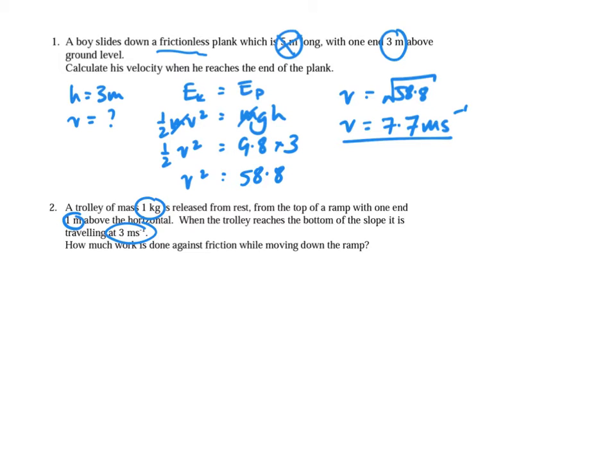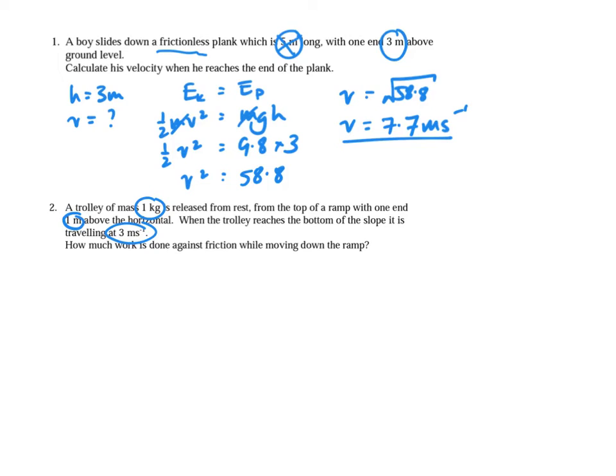Your immediate thought might be, oh well, it's asked me work done, I'll do work done as force times distance. But you don't have a force, you don't actually have a distance either. So it's going to be done by conservation of energy, looking at the information you've got. You can work out the potential and the kinetic energy, and the difference between them will be the work done against friction.